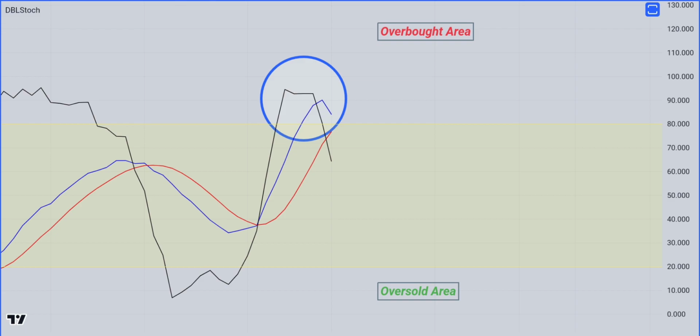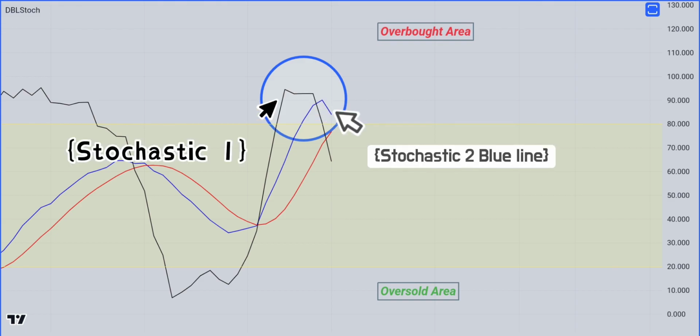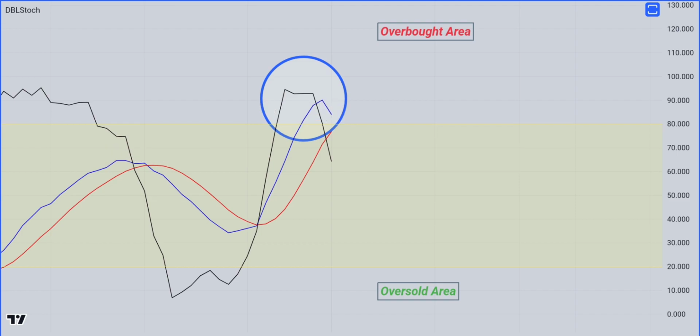Let's start with our first example. The black stochastic line, labeled as stochastic 1, and the blue stochastic line, labeled as stochastic 2, have entered the overbought zone. The black stochastic line should cross below the 80 level, and the blue stochastic line should cross below the orange line. In this case, we can receive a strong sell signal.